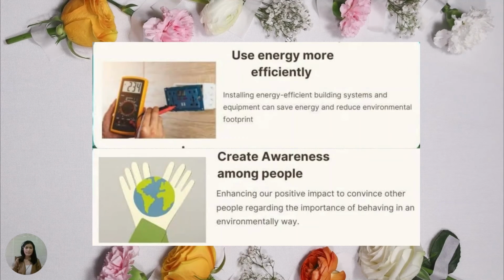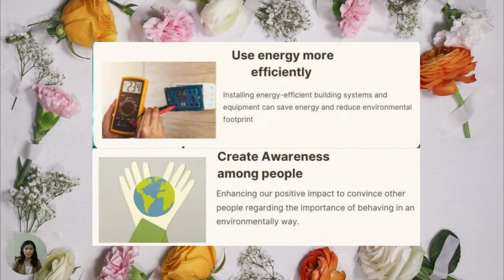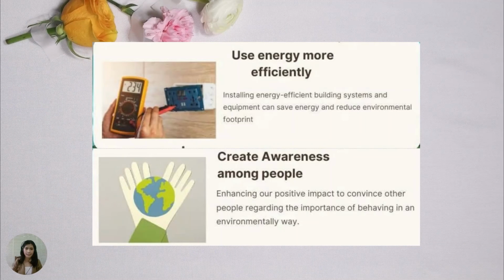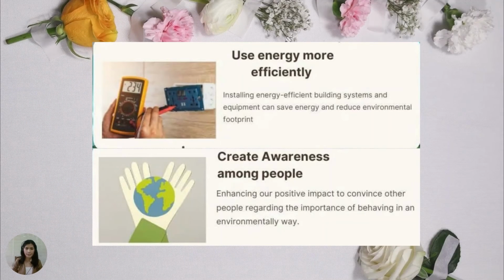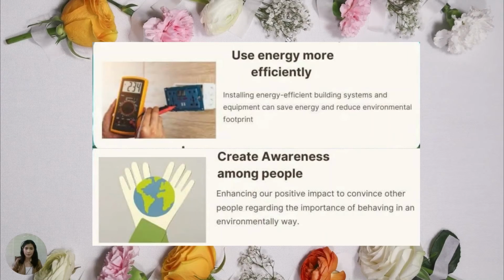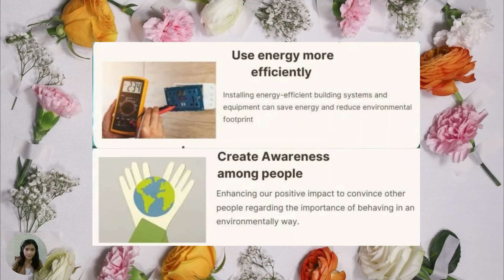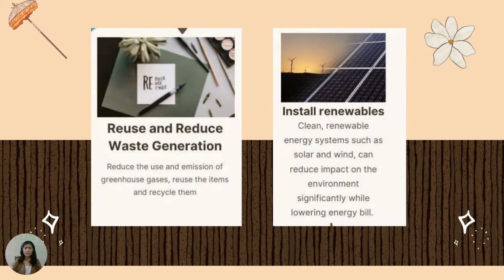Use energy more efficiently. Installing energy-efficient building systems and equipment conserve energy and reduce environmental impact. Install renewables. Clean, renewable energy systems such as solar and wind can reduce impact on the environment significantly while lowering energy bills. What is renewable energy?